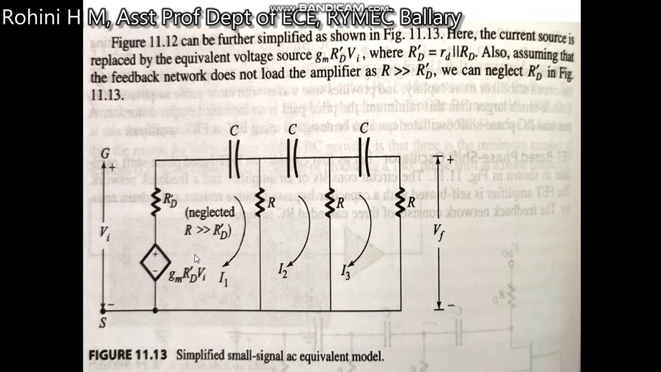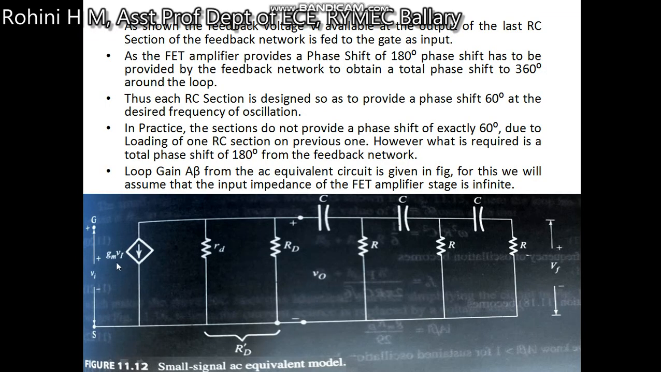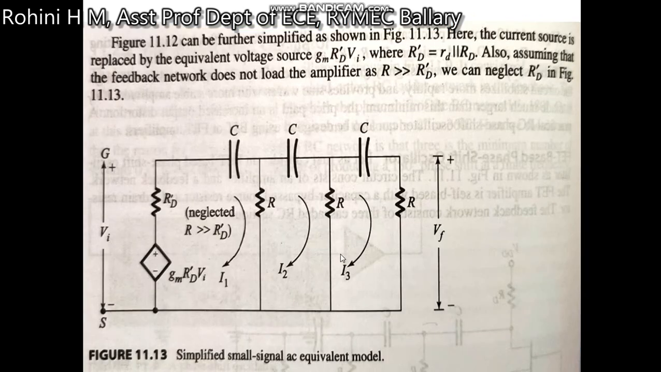So you can see here, the current source is now replaced as a voltage source. For the voltage source we connect an equivalent resistance RD dash. The rest of the circuit is kept as it is, where RD dash is the parallel of these two resistances. The voltage source value is RD dash into the current source value, which was GM into VI. Note down the output voltage VF: the current flowing through this branch is I3, so VF is I3 into R.